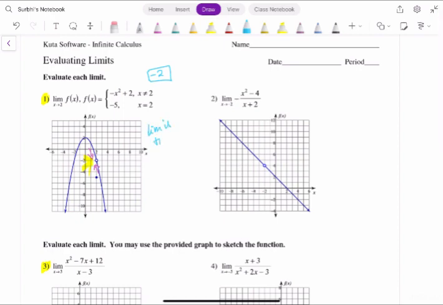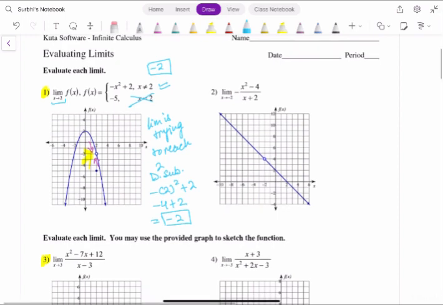Can I evaluate it algebraically? Let's try. So here's the thing, the limit is trying to reach 2. It is not at 2. So we cannot take the second function. We will take only the first function. So f of x is negative x squared plus 2. And when you apply the direct substitution, it will be negative 2 squared plus 2. That will also give you negative 2. So either if the graph is given, you can look at the graph and see, or you can evaluate algebraically as well.